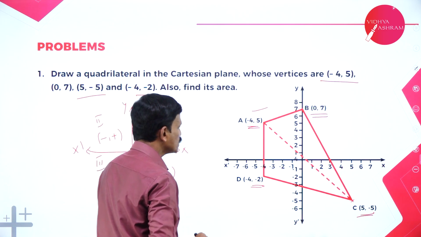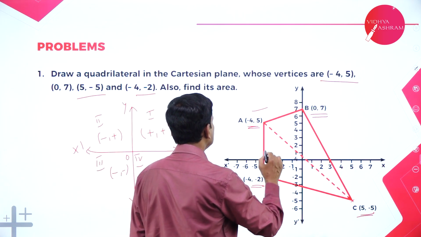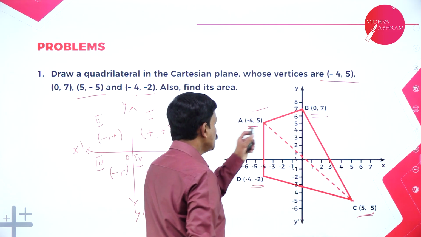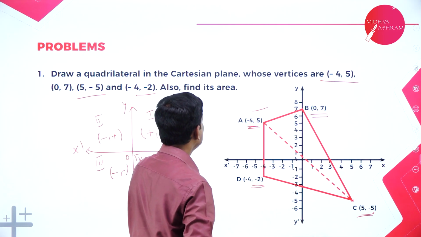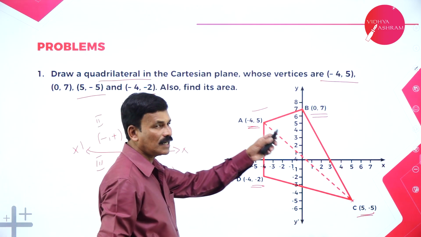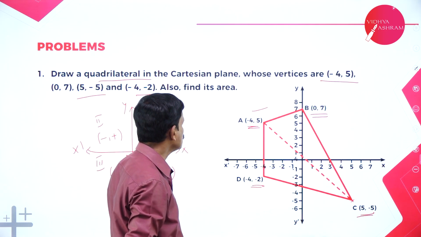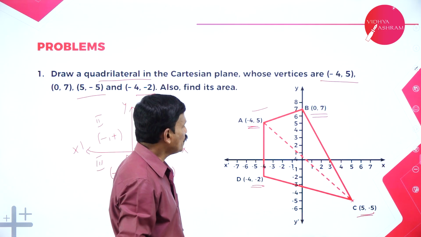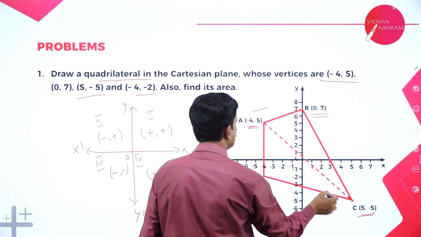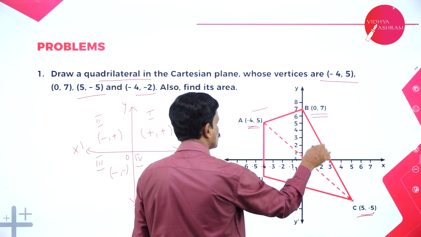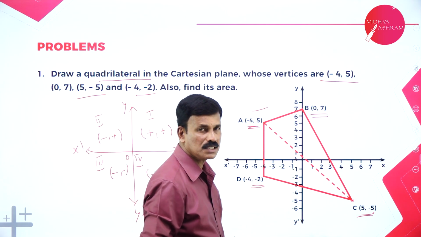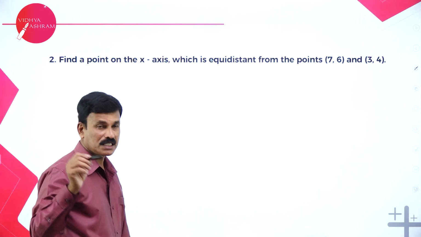And so let us draw the diagram. So if you join AB, BC, CD, and AD, ABCD are the vertices of a quadrilateral. So a quadrilateral is formed with the vertices ABCD. To find the area of this quadrilateral, just find out the area of ABC and again ACD, and add it. So the entire area is equal to area of ABC plus area of ACD. That's it. Now move on to the next problem.